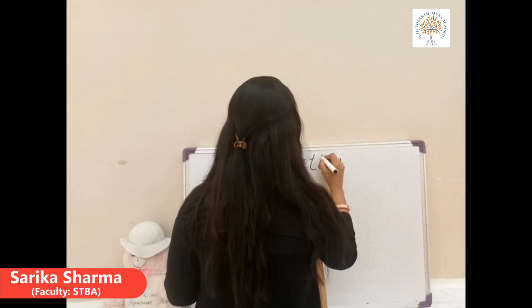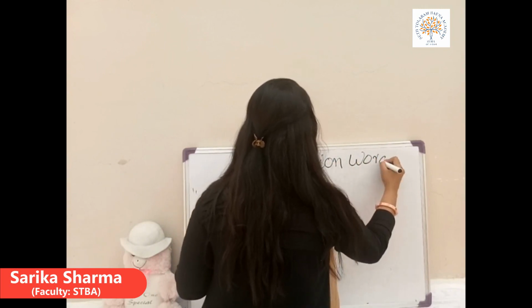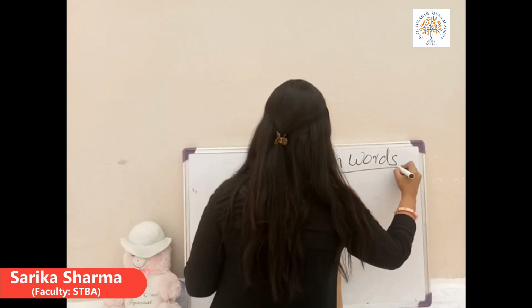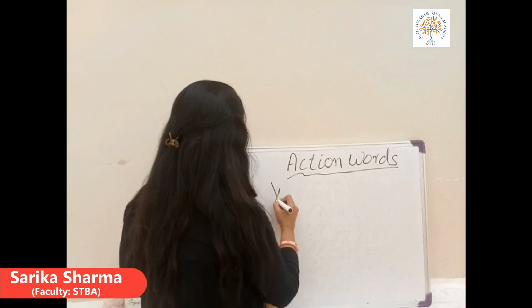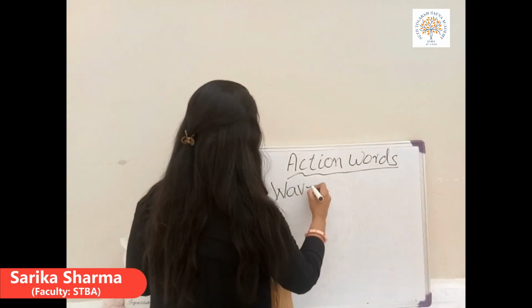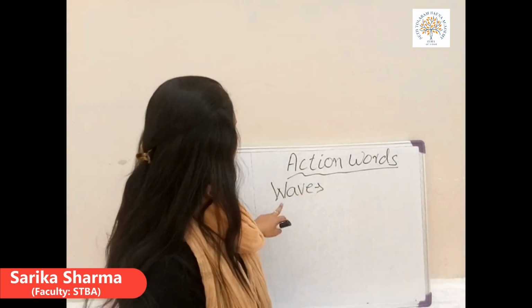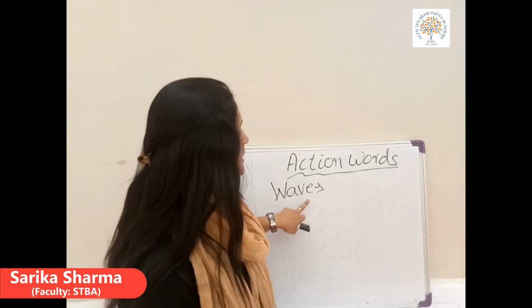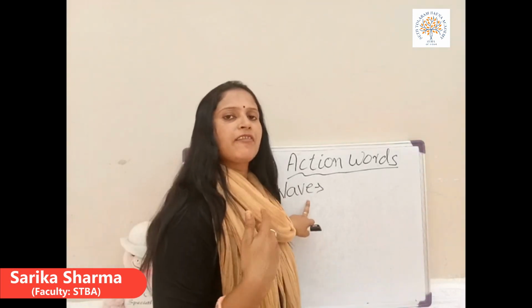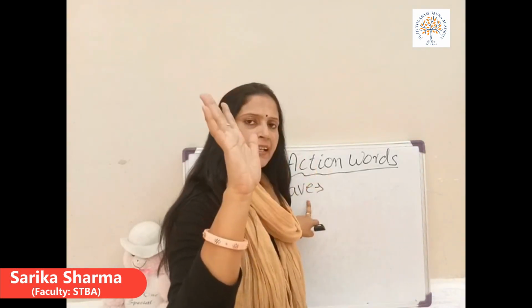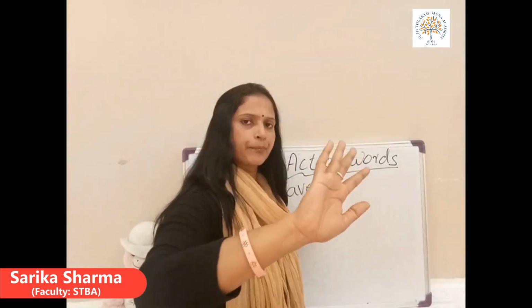Action words that we do with our hands. Number 1 is wave. W-A-V-E, wave. How do we wave our hand? We open our hand in the air and we just do like this. This is called wave or waving. We usually wave to say hi or bye, or sometimes to grab someone's attention. We use the action wave.